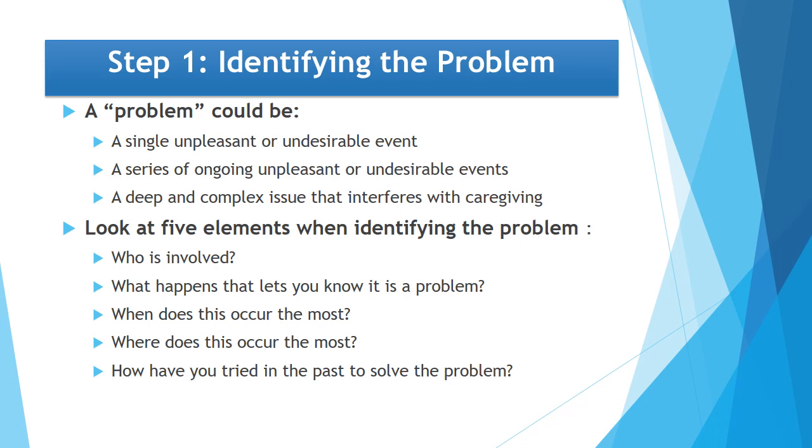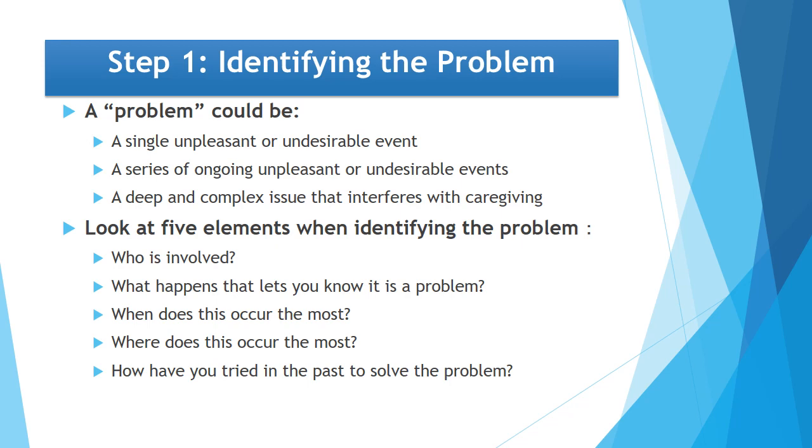Let us look at 5 elements when identifying the problem. First of all, it should be identified who is involved. For example, if you are having a problem with your relationship, first of all you identify the person who is having trouble in the relationship. Then, what happens that lets you know it is a problem? Why did the problem occur? The situation needs to be analyzed.